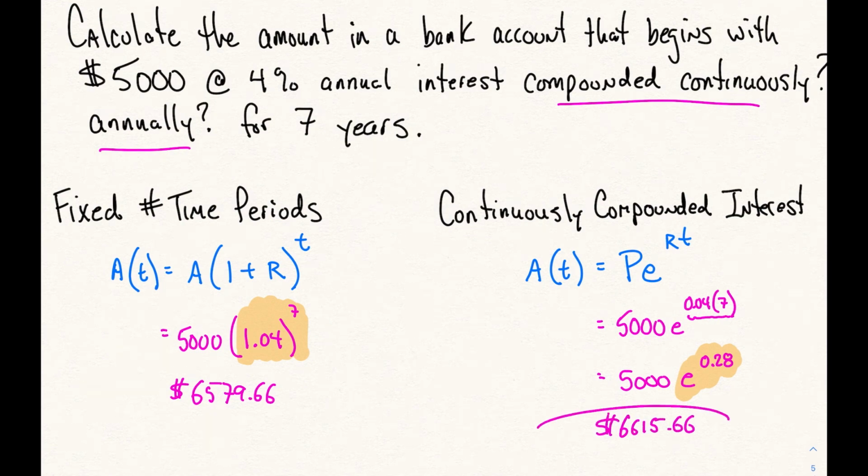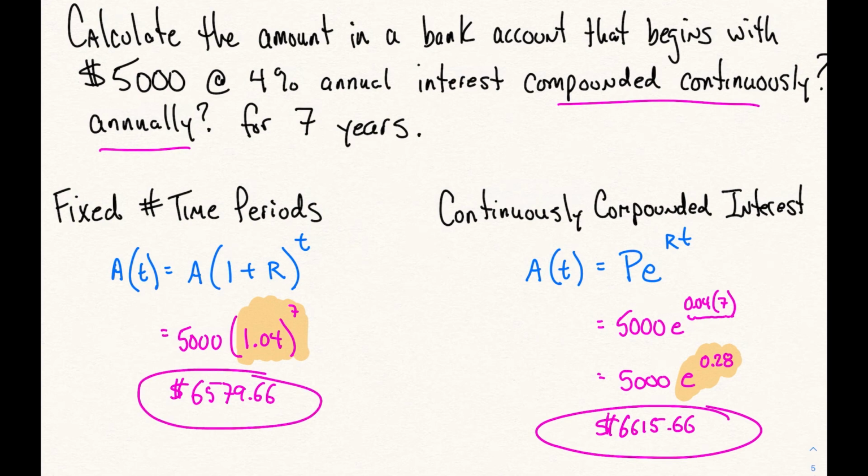So what you're going to find is that the continuously compounded interest is more money than the fixed number of time periods. It's not huge, but that is another $50 or so. So it is worth it to get continuously compounded interest if you can find a bank that will give it to you.